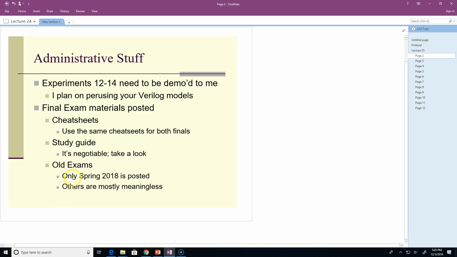So, study guide. Look at the study guide. Study guide is not negotiable. I'm sorry. The cheat sheets are negotiable. If you need something else on those cheat sheets, let me know and I'll consider that. Wow, that was a big mistake.